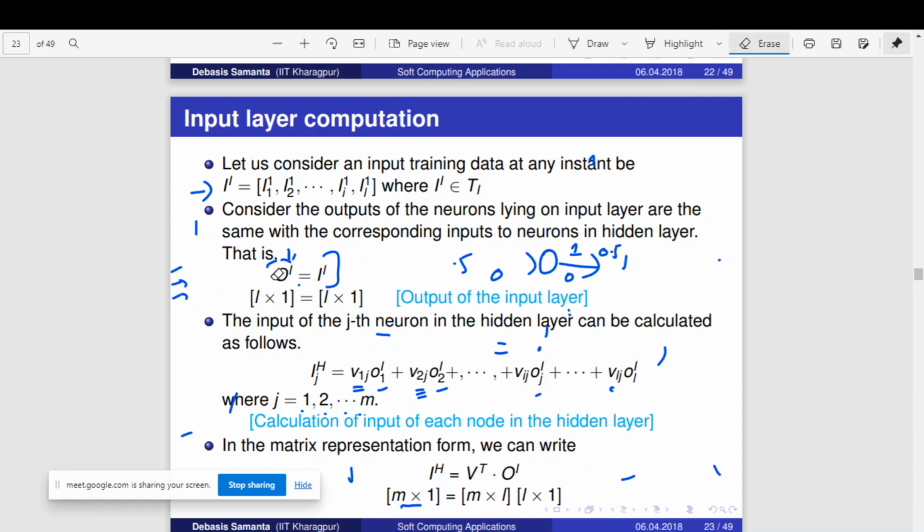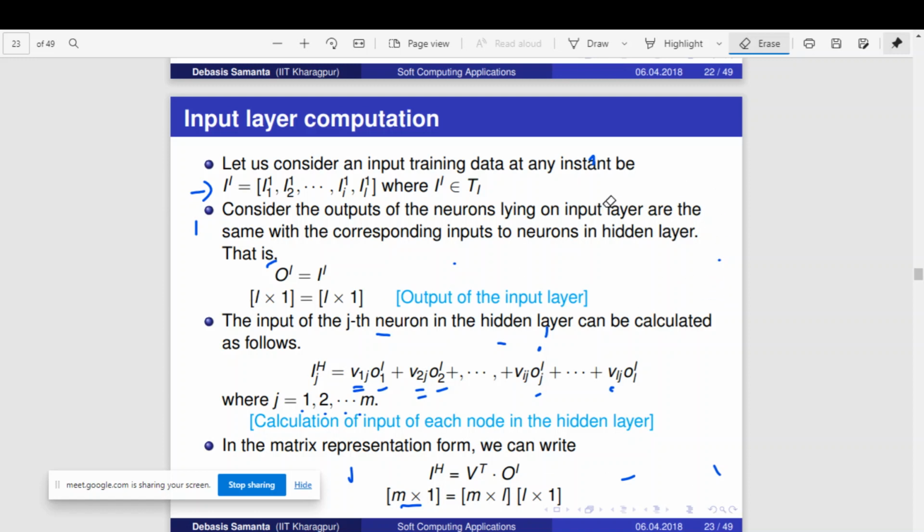So what does this mean? What do you understand? OL equal to IL means, what does it mean? Yeah, which means that it is not doing anything, it is just passing it. Okay, are you following that? It means that the input layer is not doing anything, it is just passing the values, that's all.